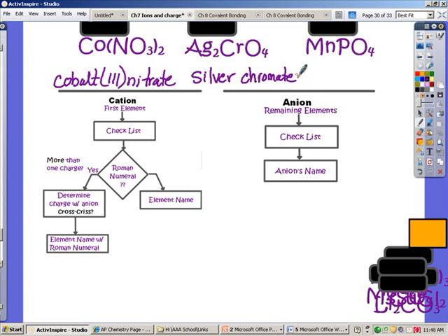How do I know I don't have more than one phosphate? How do I know it's not PO and I have 4 of them? Well, I don't have any parentheses around it, do I? So that's just one PO4. It has a -3 charge. So the manganese must have a +3 charge. So the answer for this one then is manganese 3 phosphate. Ooh, that was a toughie.